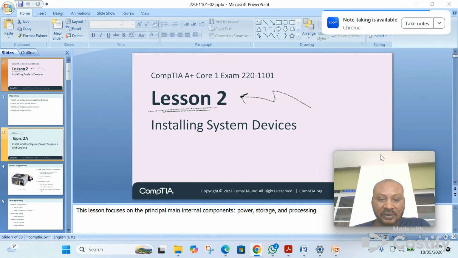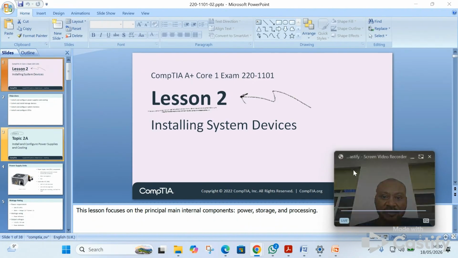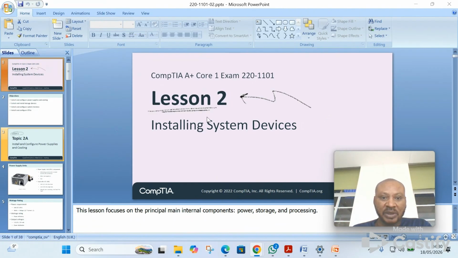So we're going to continue from where we stopped. This is lesson two. We finished lesson one, so we're going to continue with lesson two. In lesson two, we're talking about installing system devices, which is hardware. Remember, this course is CompTIA A+ Core 1 exam 220-1001.